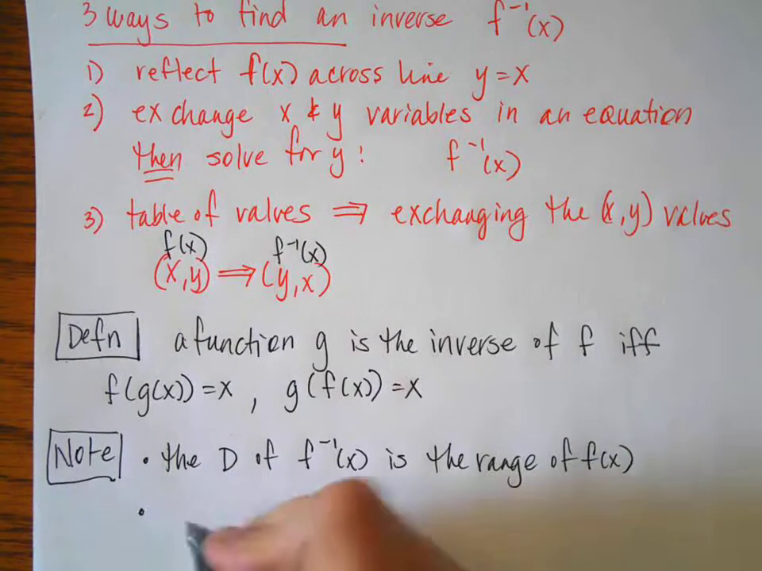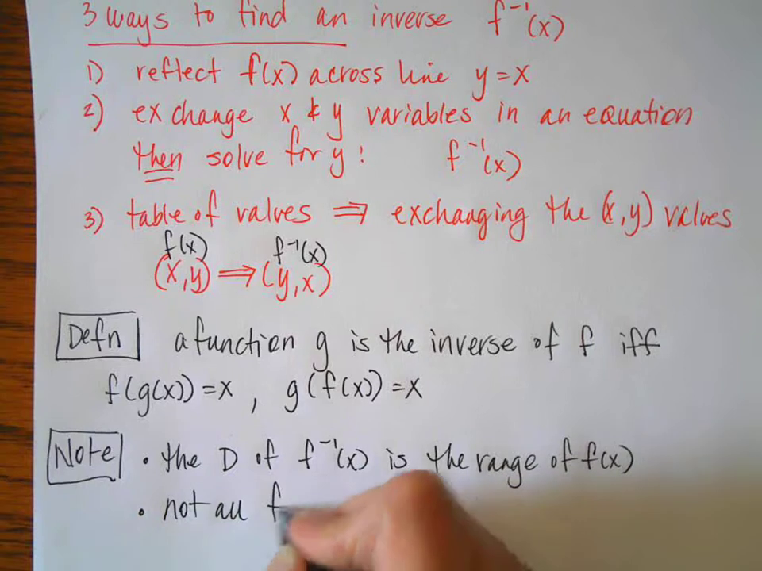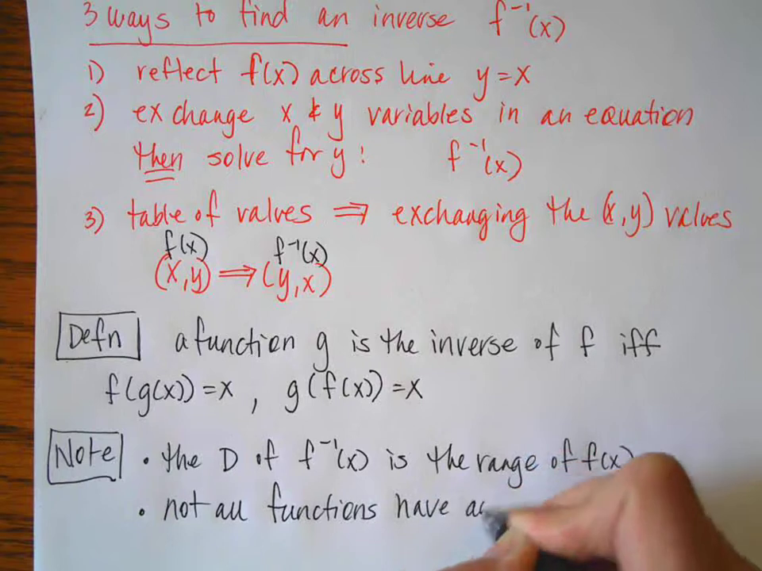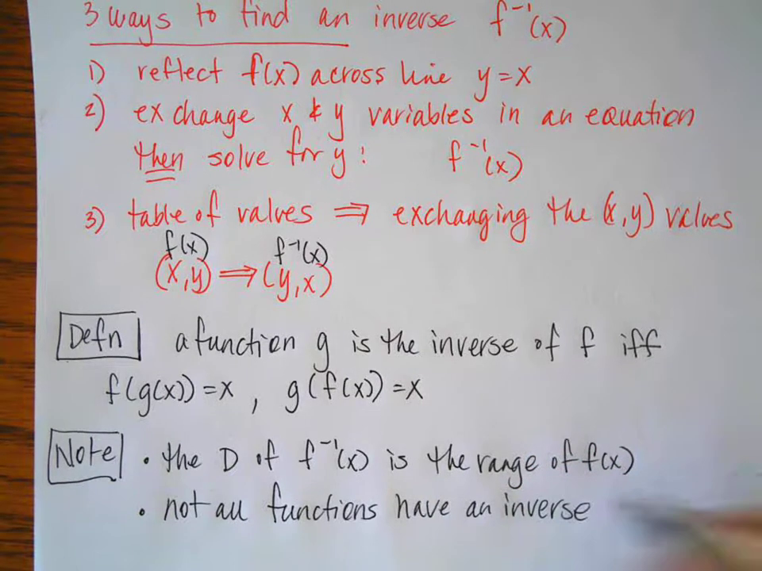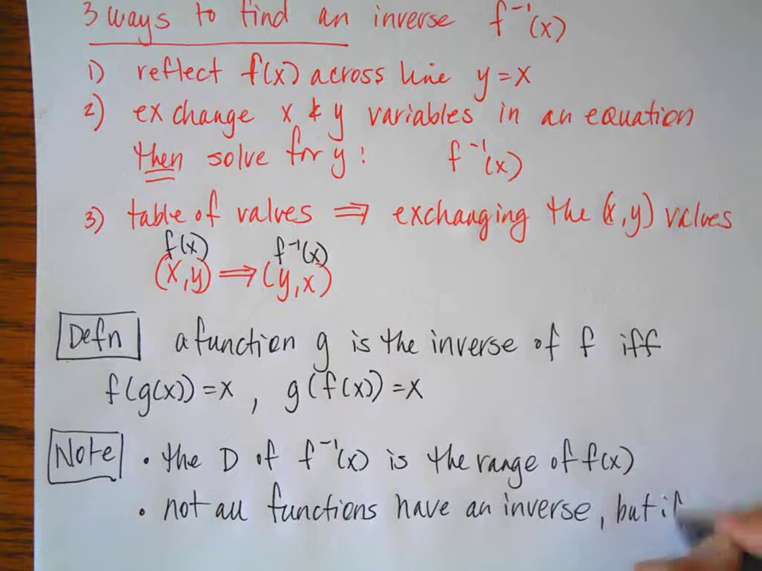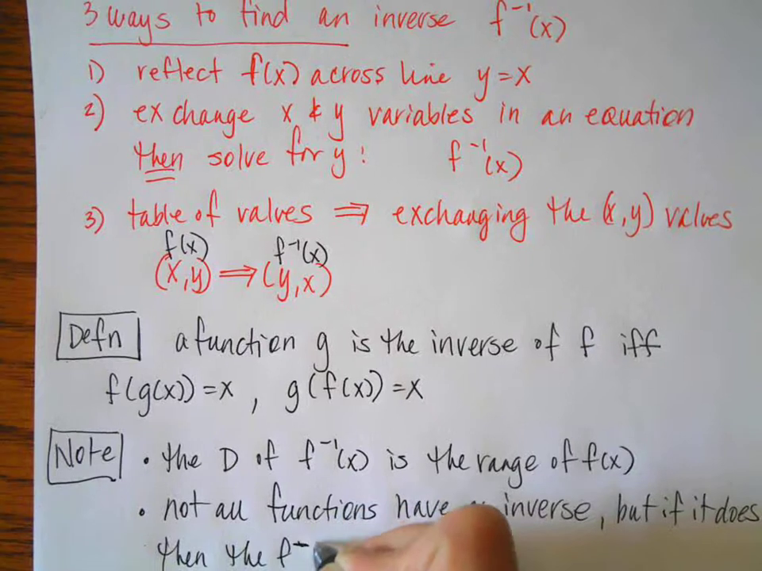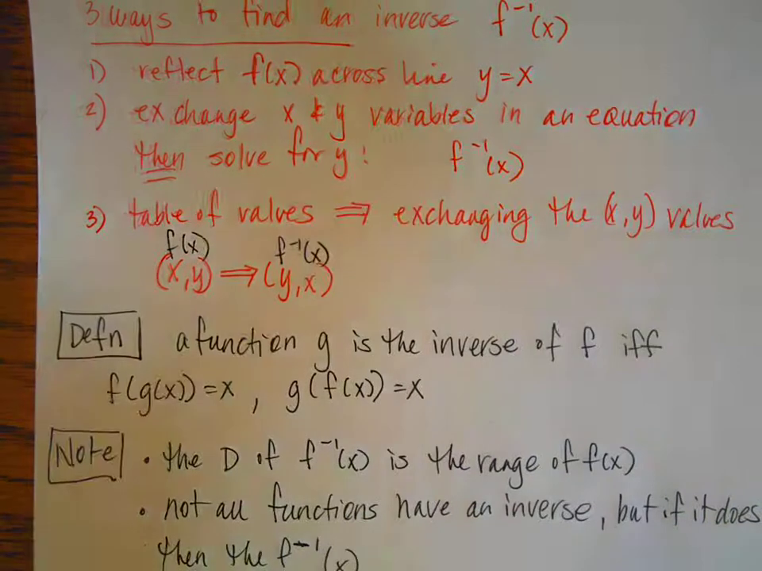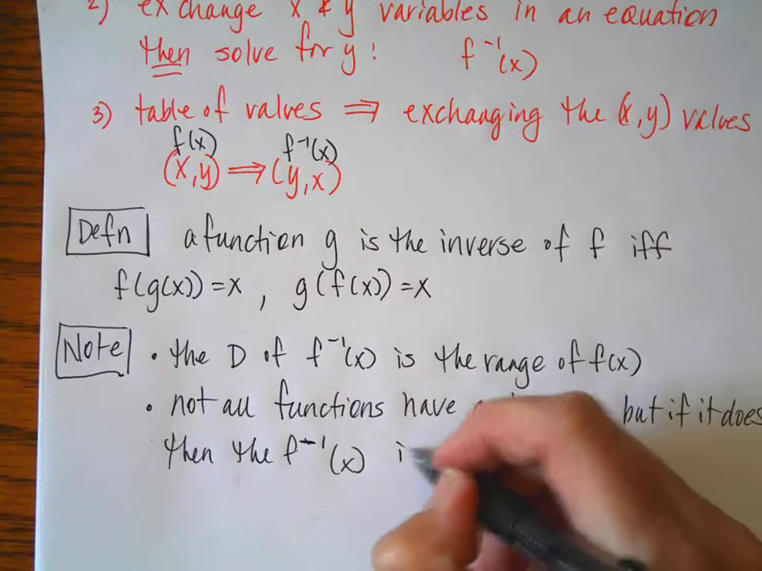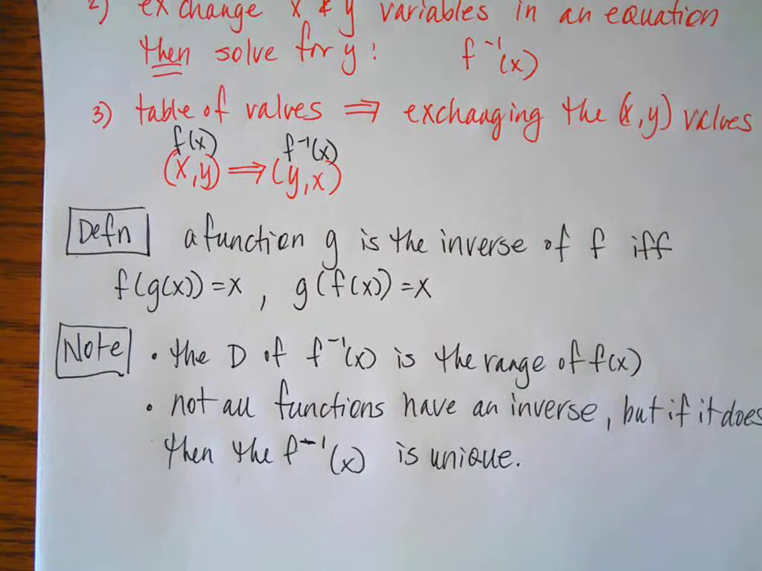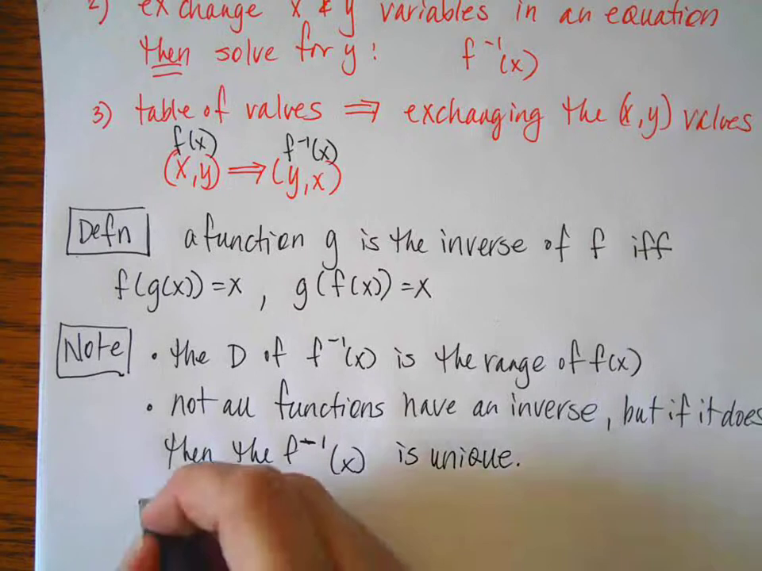The next thing to remember is that not all functions have an inverse, but if it does, then the inverse, f inverse of x, let me scoop my paper up, sorry, is unique. And so each function, if it has an inverse, is going to have a unique inverse.